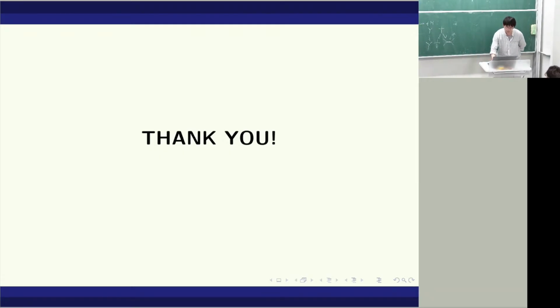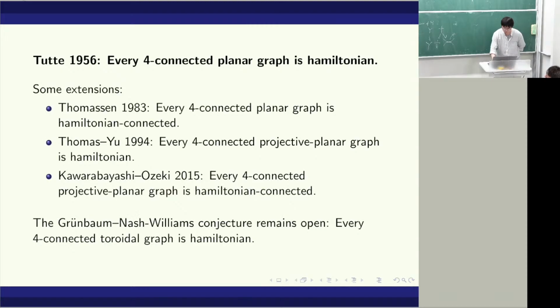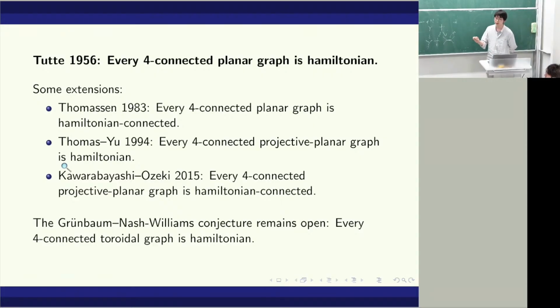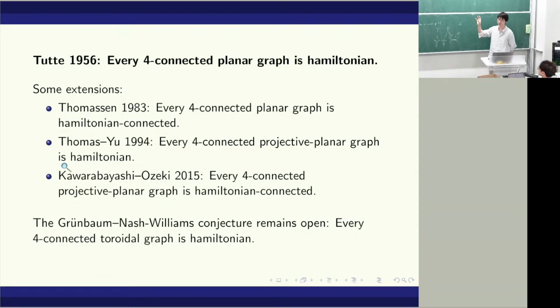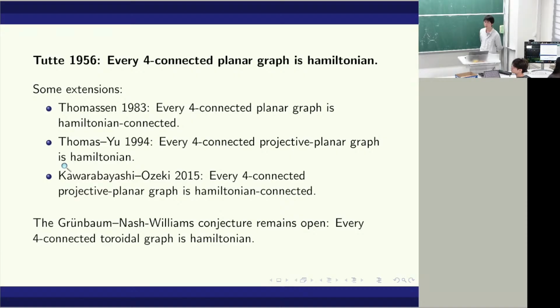I think you mean the conjecture of Greenbaum and Nash-Williams, right? The only unknown situation is the toroidal and the Klein-Bottle. I was going to ask about the Klein-Bottle. Yes, the Klein-Bottle is also a conjecture. It's also open. But for everything above this, we know that it's non-Hamiltonian. Yes, for higher genus, non-Hamiltonian examples are known to exist.